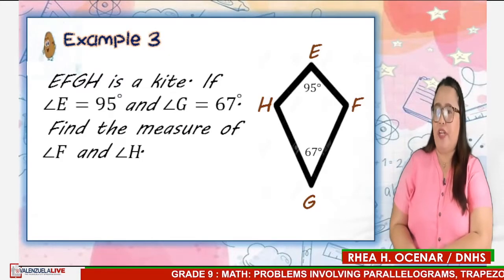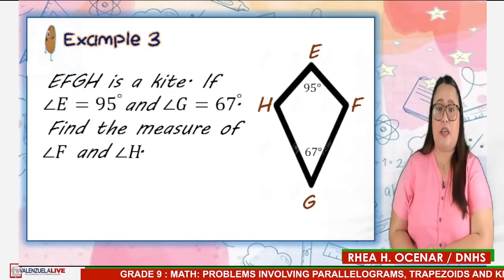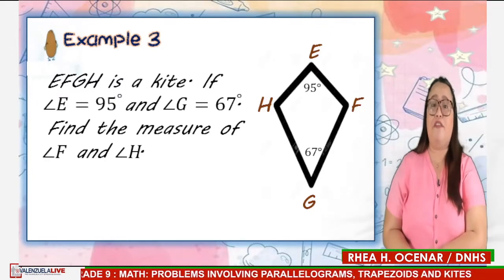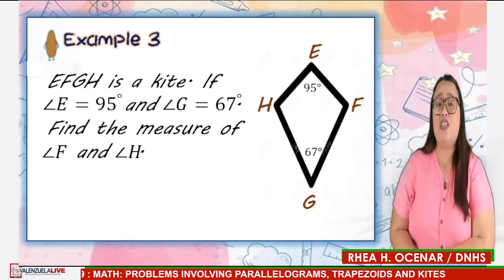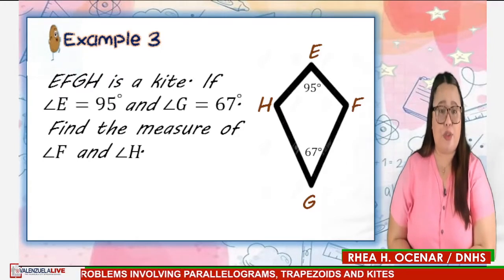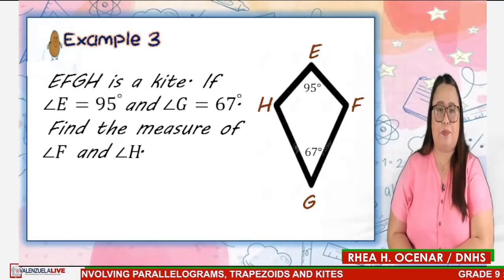Example number 3. EFGH is a kite. If angle E is equal to 95 degrees and angle G is equal to 67 degrees, find the measure of angle F and angle H.